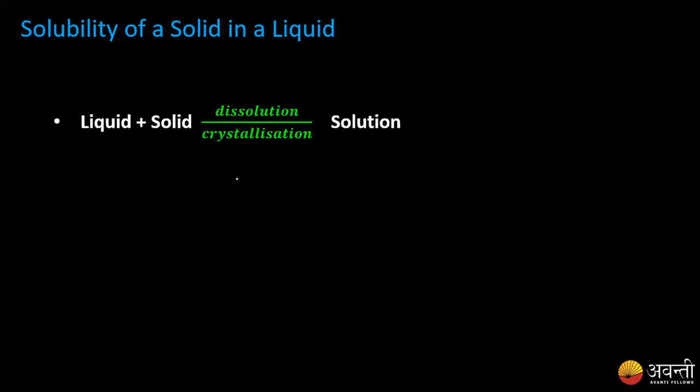Okay. So see, if you dissolve a solid in a liquid, means you are adding solid to liquid, then due to dissolution you will get a solution. If this solution starts crystallization, then you will get a liquid plus a solid. Means if the amount of solid is more than the solubility, then the crystallization will start and the entire mixture will not be a solution. Okay.